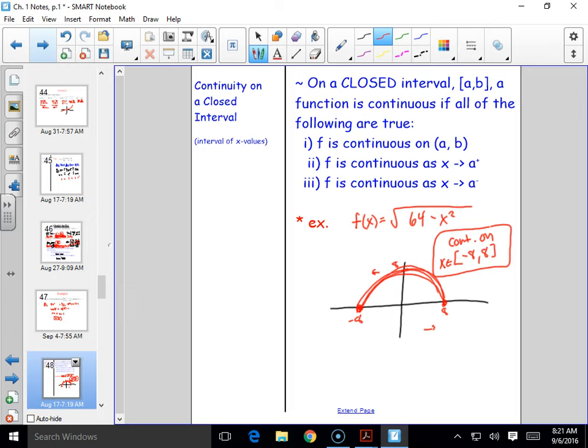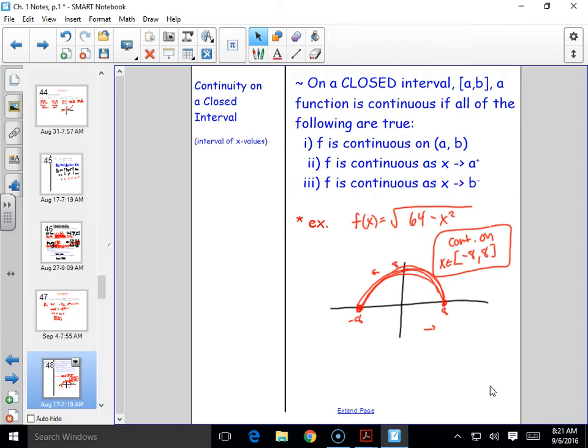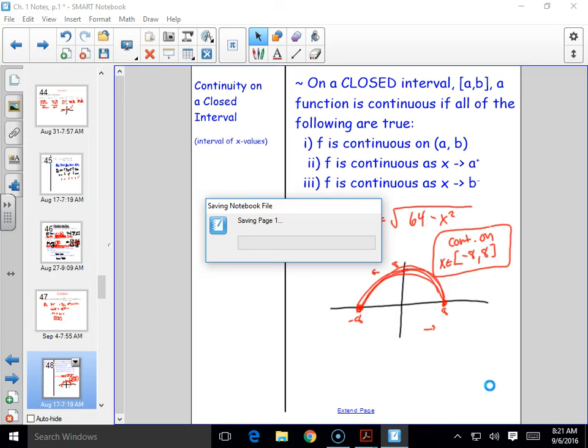Brandon? Why does it say from A negative and A positive? Oh, thank you. Which one's the right one? It would be B negative. A is on the left, so I'm coming from the right, which is A positive. And then B, that's a typo. Good catch, buddy. B is the other endpoint, which would be over here, and I'm only coming from below. So for B, I'm coming from below, and for A, I'm coming from above. Okay.